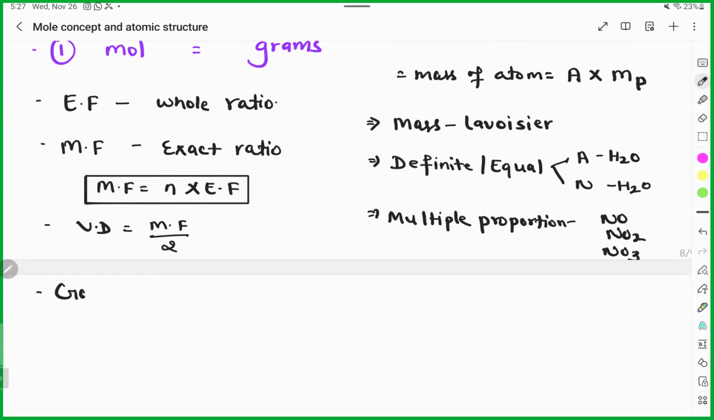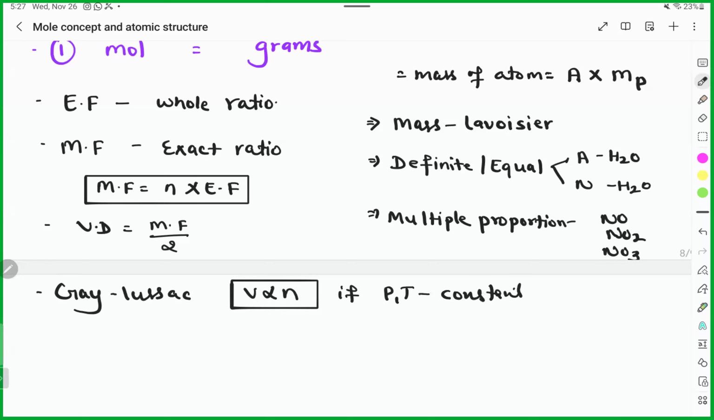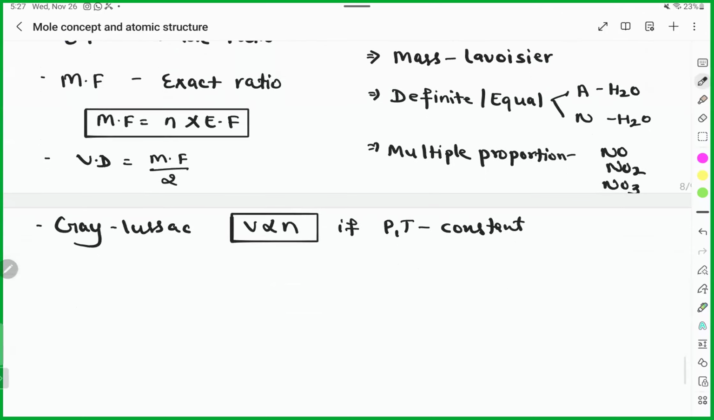Gay-Lussac law, which says that the volume is directly proportional to the number of moles if pressure and temperature are constant. Okay. All major laws are done.